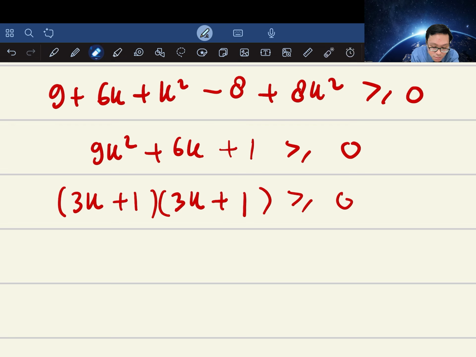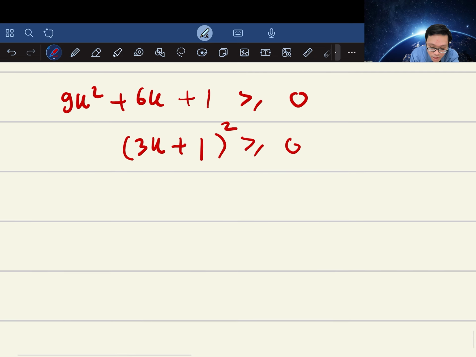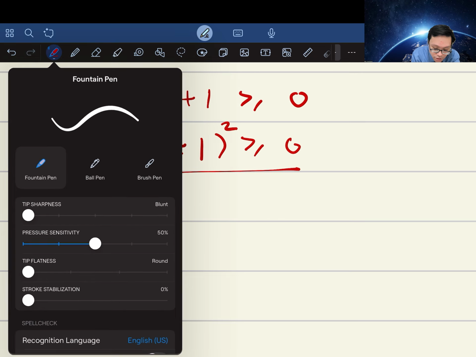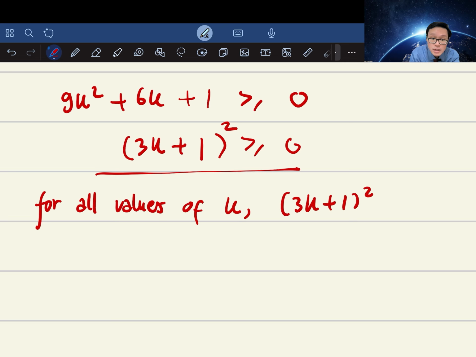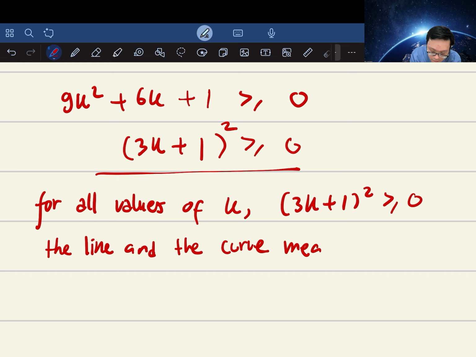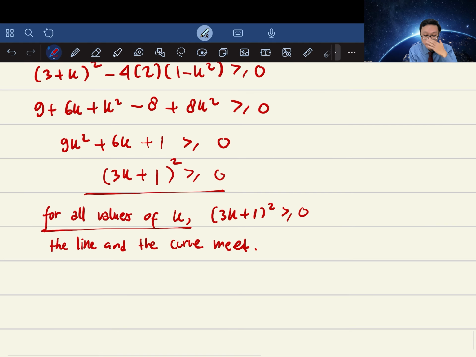So that means this is a perfect square. And we know that, as before, a square number is always greater than or equal to 0. So for all values of k, 3k plus 1 squared is always greater than or equal to 0. That means the line and the curve meet. Yes, for all values of k.